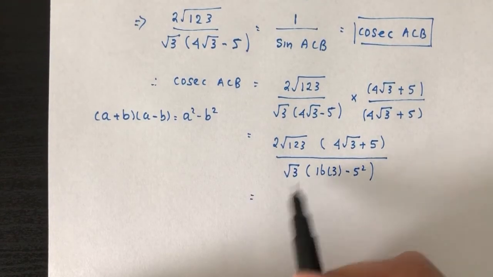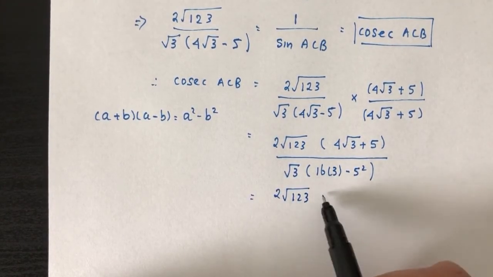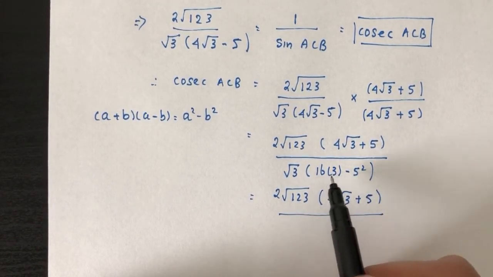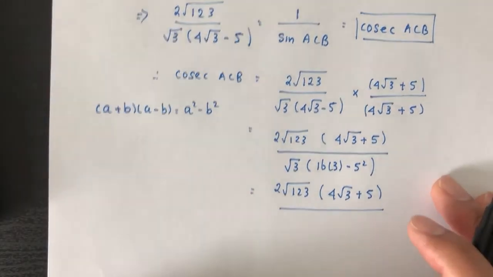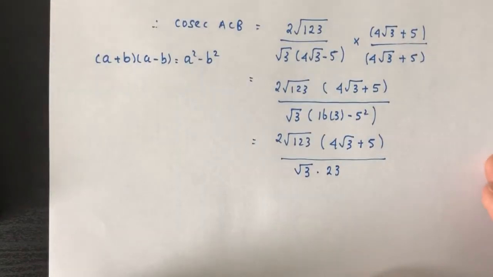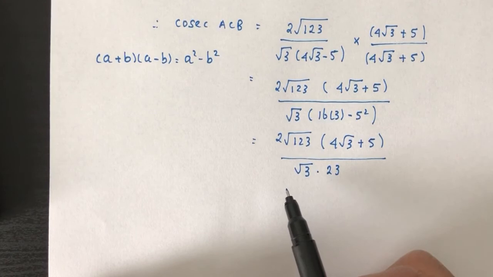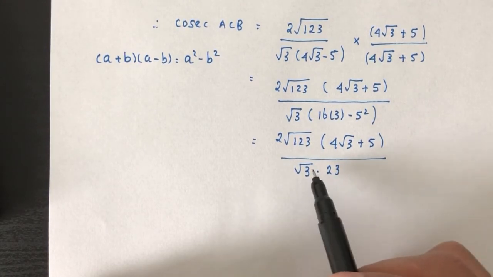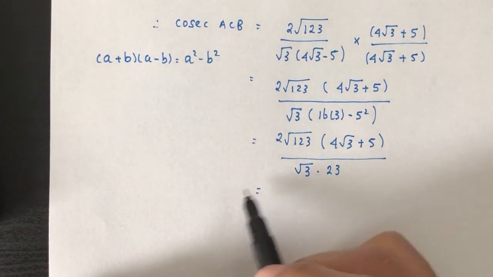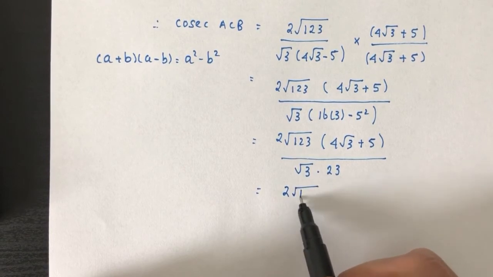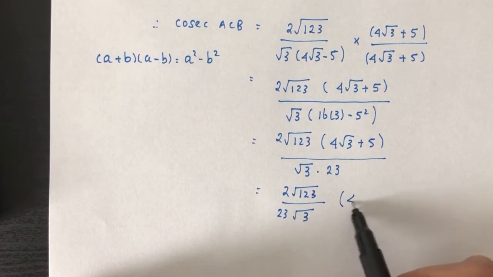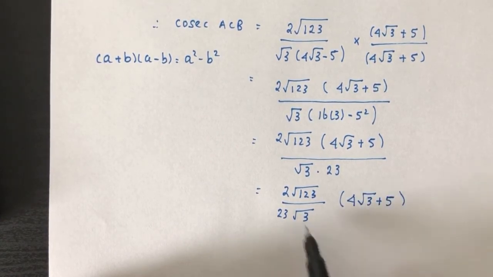So simplify, you will have 2 root 123. This is the same. And then this is 48 minus 25. That will give us 23. So square root 3 times 23. So let's simplify. So here what can we have? So on this side we can take this one out here. So here we have 2 square root of 123 divided by 23 square root of 3 times this is on the side. So can we simplify this?